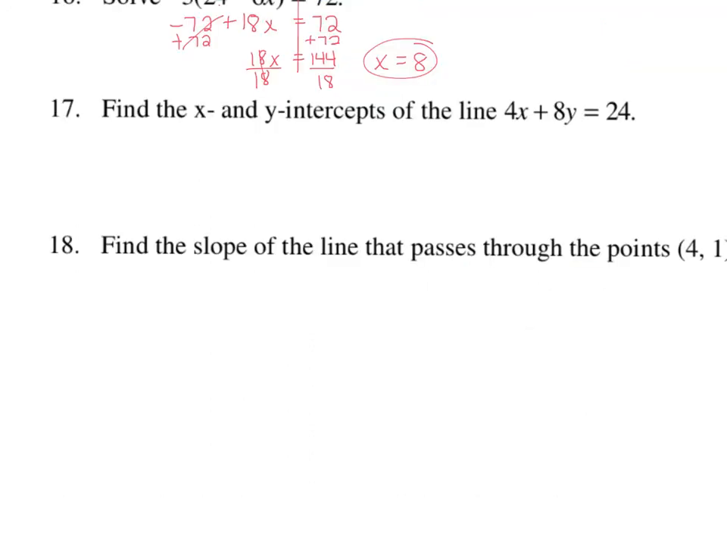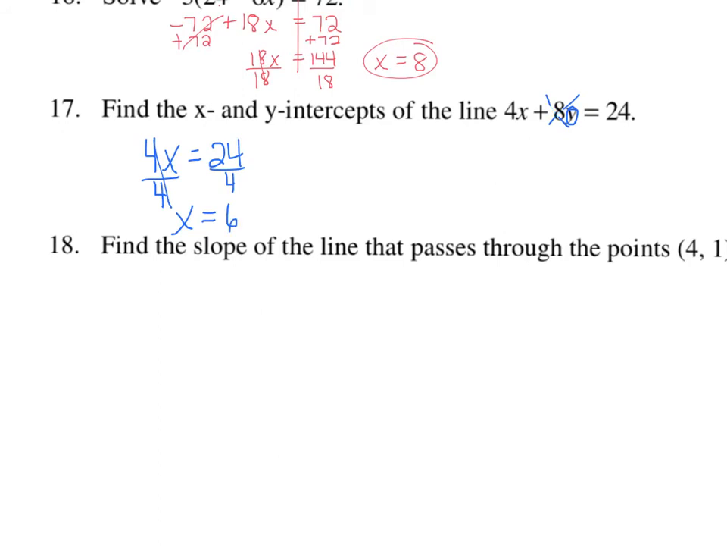To find the x-intercept, we're going to plug in 0 for y, which means that crosses out, and we're going to solve 4x equals 24. When we solve that, we get x equals 6.